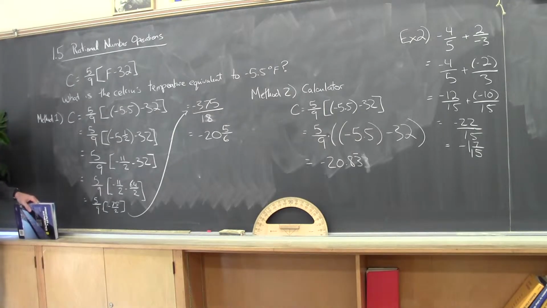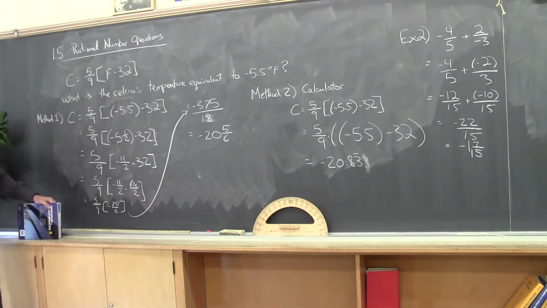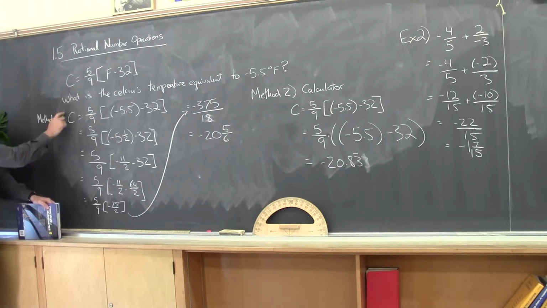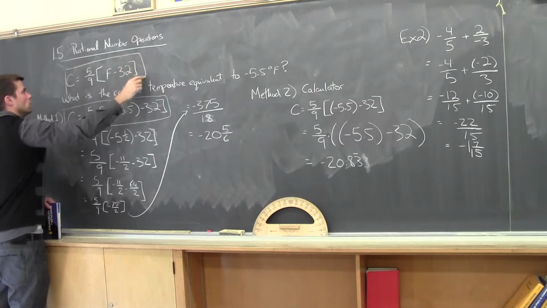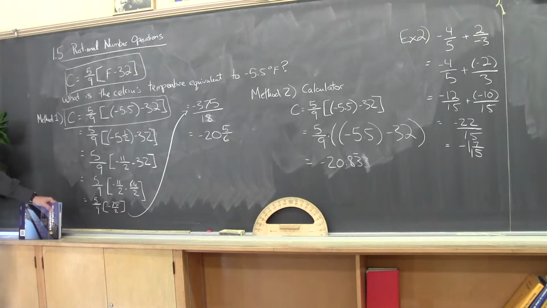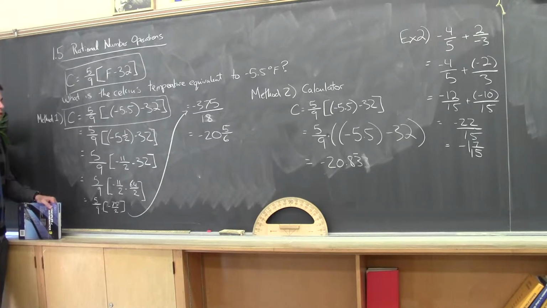So the first question we look at in the textbook says, what is the Celsius temperature equivalent to negative 5.5 degrees Fahrenheit? This is a common problem that we get between Canada and the States. If you're in the States, they go by Fahrenheit, we go by Celsius. So if it's negative 5.5 in Fahrenheit, we want to know what it is in Celsius. So there's this equation that we can use, where we plug in the value of Fahrenheit. Now we want to calculate. Let's say we want to use rational numbers and rational operations, so we're going to work this out.